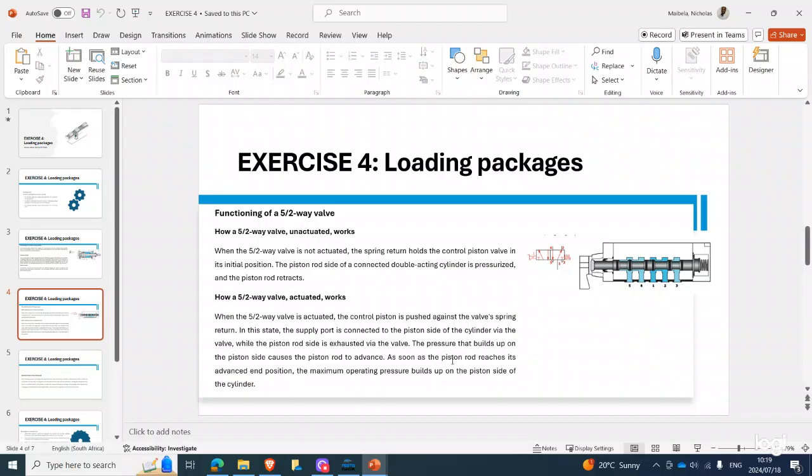As soon as the piston reaches the advanced end position, the maximum pressure builds up on the piston side of the cylinder. All right. So now, as you can see, this type of 5-way valve that we're talking about has a spring return, which means it's spring loaded, right? So it's similar to how a single acting cylinder is, in a sense that it's spring loaded.